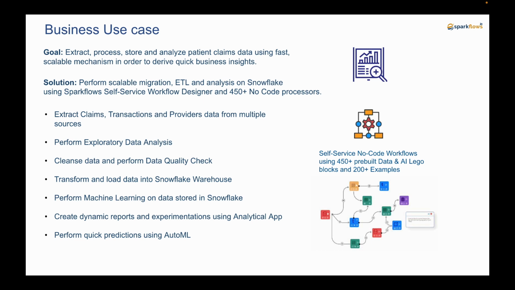We will start by extracting our claims, transactions, and providers' data from multiple sources and then loading them into Snowflake. We will then perform exploratory data analysis, cleanse the data, and perform data quality checks, then transform and load our final dataset into a Snowflake warehouse, where we will then perform machine learning on the data stored in Snowflake. From there, we can create dynamic reports and experiments using analytical apps on Sparkflows. And finally, we will be able to perform quick predictions using AutoML.